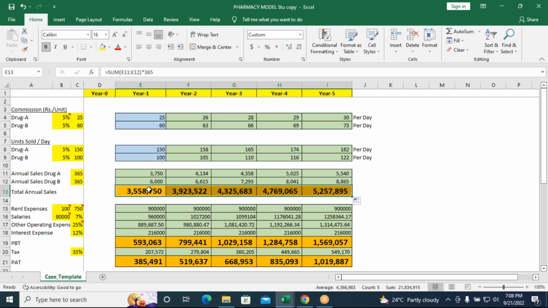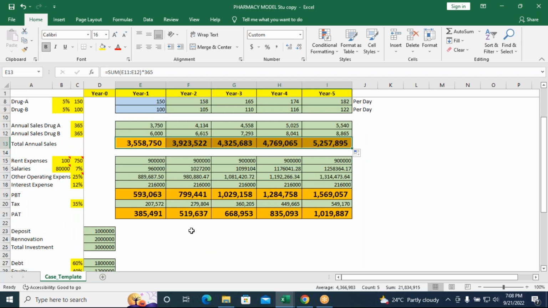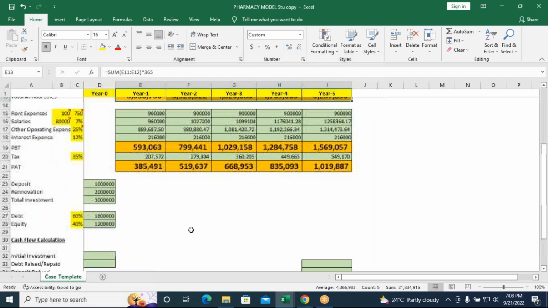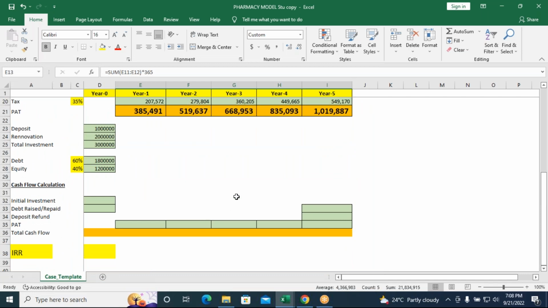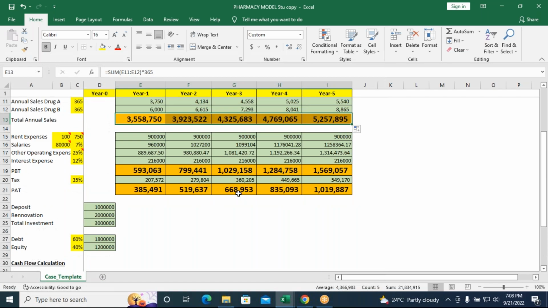The one who asked the doubt? Yes, ma'am. Okay. So I did it till profit after tax. I want you people to try this out. If you are still finding any difficulty or any doubts, please do tell.